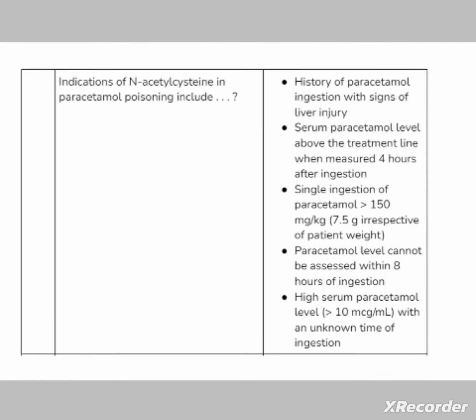This slide can be asked in your exam, and let's have a look at the answer. The answer is saying if there is a history of paracetamol ingestion with signs of liver injury. And the other indication is serum paracetamol level above the treatment line. This is in the nomogram, right? When measured 4 hours after ingestion. And the third point, if there is single ingestion of paracetamol above the toxic dose. The toxic dose is above 150 milligram per kg, or 7.5 gram irrespective of the patient weight. And the next point is that paracetamol level cannot be assessed within 8 hours of ingestion.